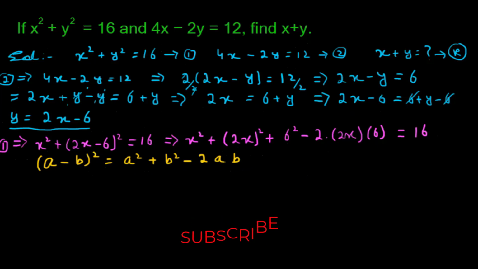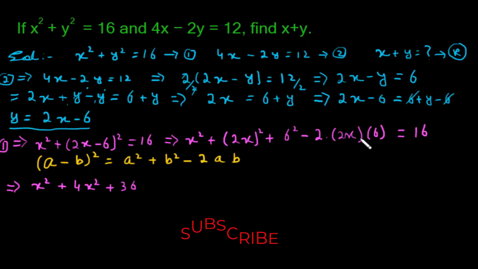So continuing with our calculation, from here I will get x squared plus 4x squared plus 6 squared is 36, and now 2 times 2 gives us 4, and 4 times 6 is 24, so minus 24x is equal to 16.